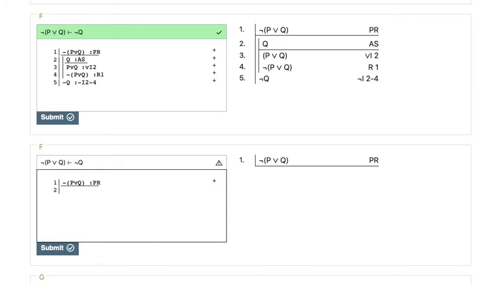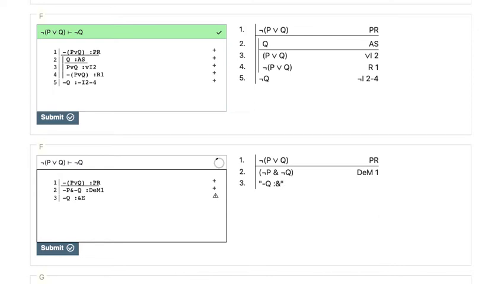Because De Morgan lets me turn that negated disjunction, which isn't very useful, into a conjunction where the two parts are negated. So it lets me turn it into not P and not Q. And that's something that's easier to work with. The justification is De Morgan's rule on line 1. And now we want not Q. We can get that directly from line 2.